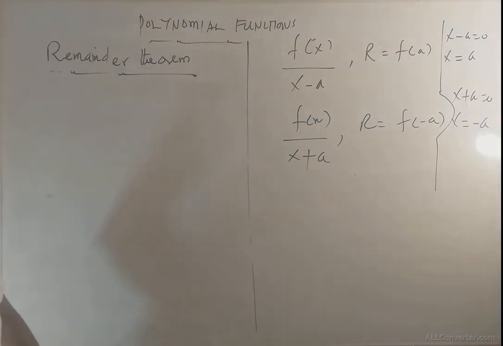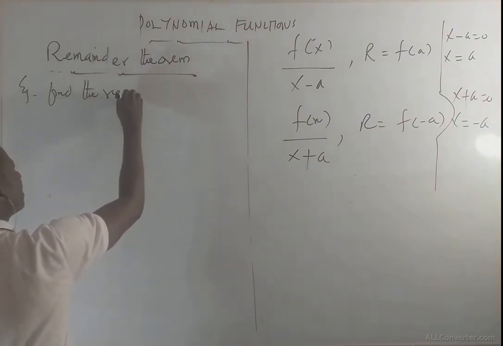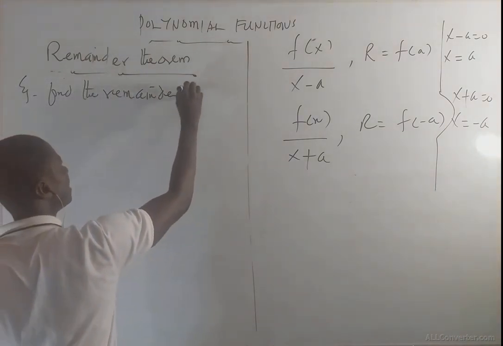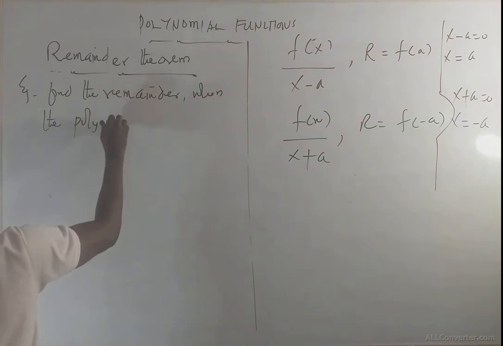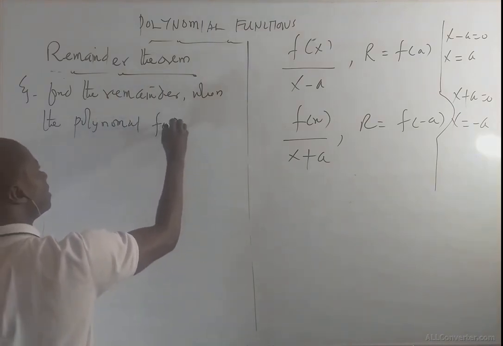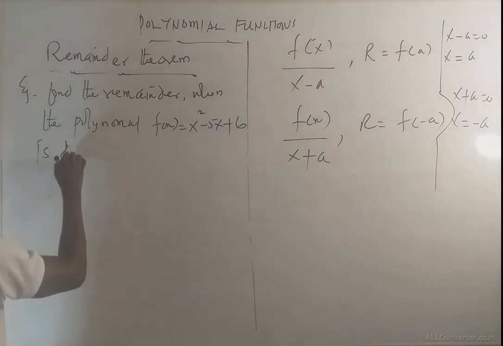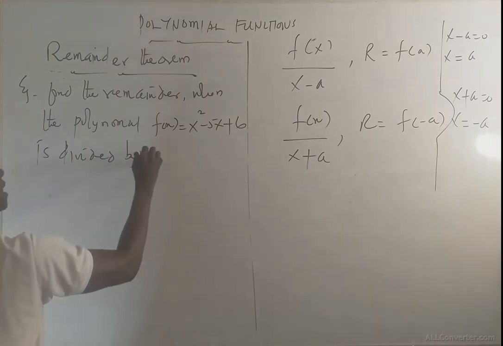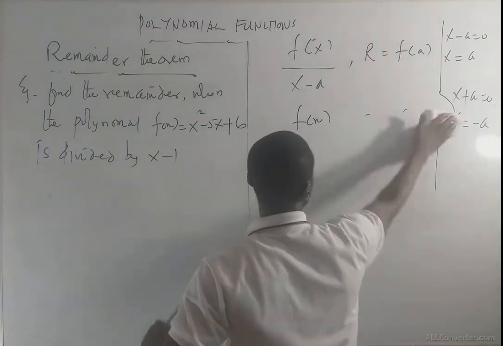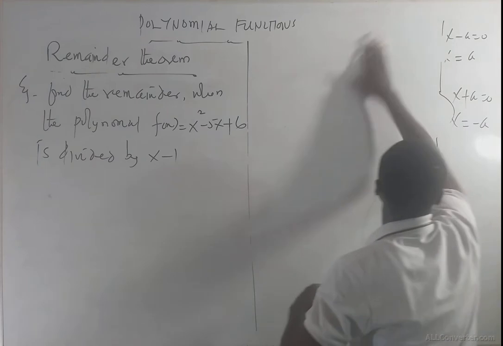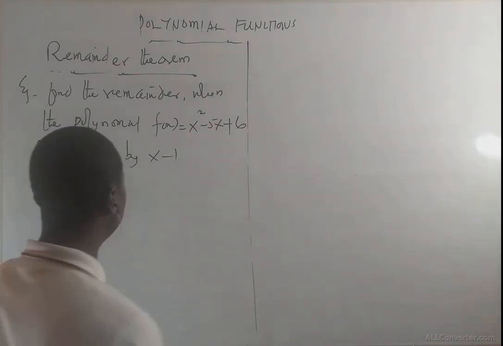Now, let's take a question, and let's assume that we have to find the remainder. We have to find the remainder when the polynomial f of x equals x squared minus 5x plus 6 is divided by x minus 1. Okay, so this is the question that we are given. We have to find the remainder when the polynomial x squared minus 5x plus 6 is divided by x minus 1.